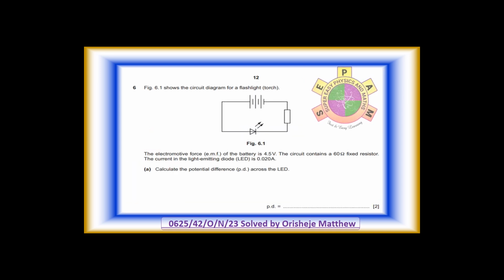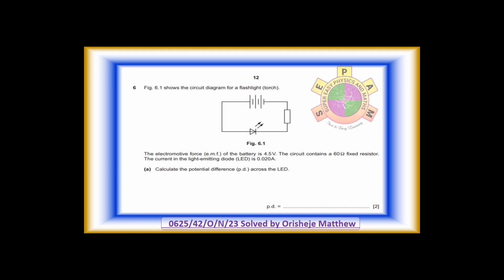Question 6. Figure 6.1 shows the circuit diagram for a flashlight, torch. The electromotive force of the battery is 4.5 volts. The circuit contains a 60 ohms fixed resistor. The current in the light-emitting diode is 0.02 amperes. Question 6a. Calculate the potential difference across the light-emitting diode.